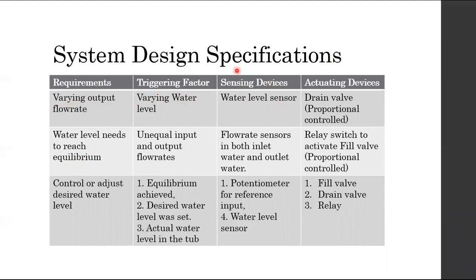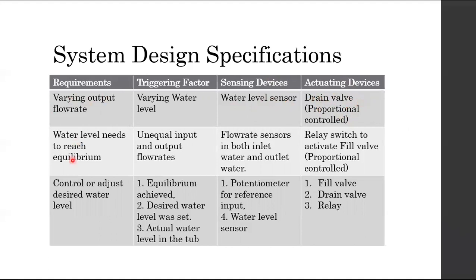So, we need to sense, no? We need to detect yung level ng water. Kaya kakailanganan natin yung water level sensor. At kapag na-detect na natin ang water level, ano naman ang kakailanganin nating device? Okay, para makontrol ang flow rate nga sa output. So, kailangan natin ng drain valve, no? Proportional control na drain valve.